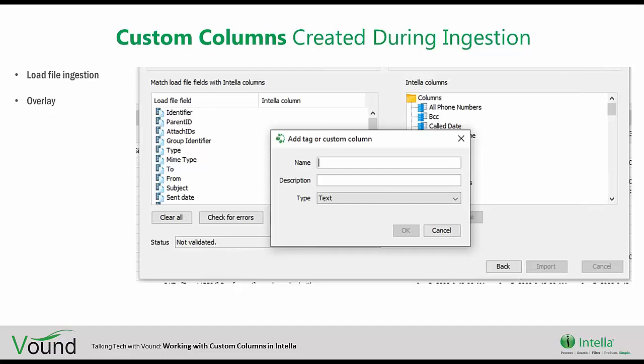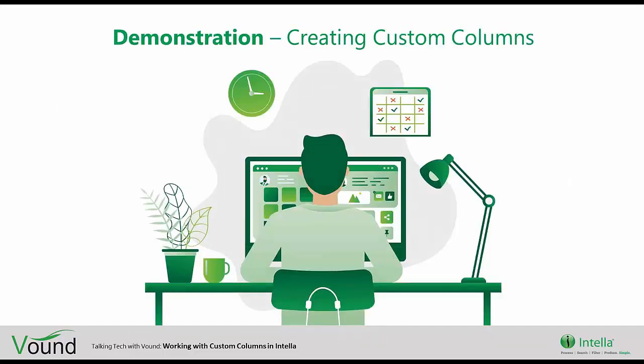The second way to create a custom column is to use the field mapping options when ingesting a load file or when importing an overlay. That method is typically used when there are items already in the case, but the user has additional metadata external to Intella, so it's not stuff that's already been indexed, that they want to bring into Intella and attach to items that are already in the case. So those are the two methods for adding custom columns in Intella. Let's go into a demonstration now, and I'll show you how those two methods are done.